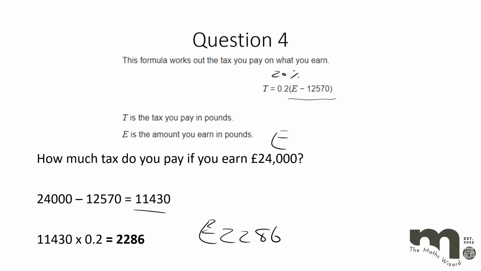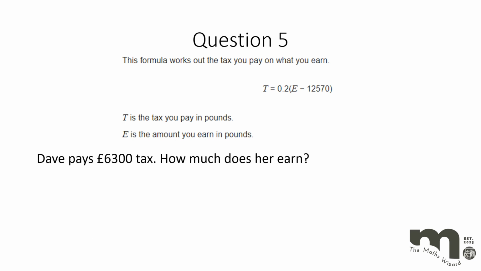Okay, next question then. So we've got this formula again, but this time, and they do this sometimes on some of the harder questions, you've got to work backwards. So this time you're being told the tax, which is 6,300. So you've got to work backwards to find out how much Dave earns before the tax.